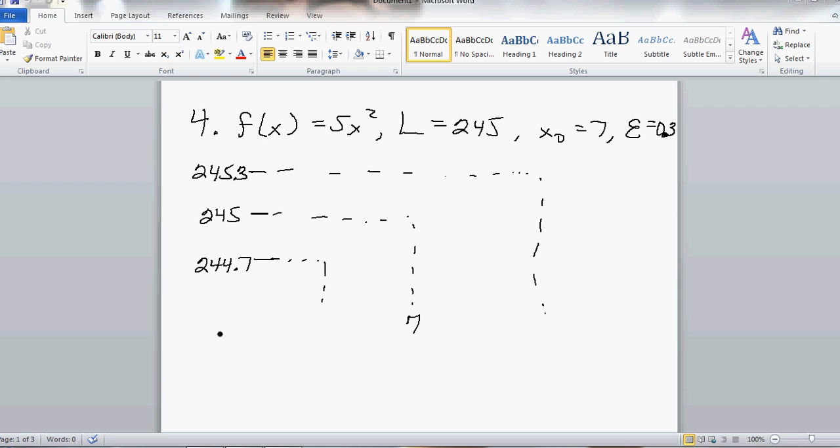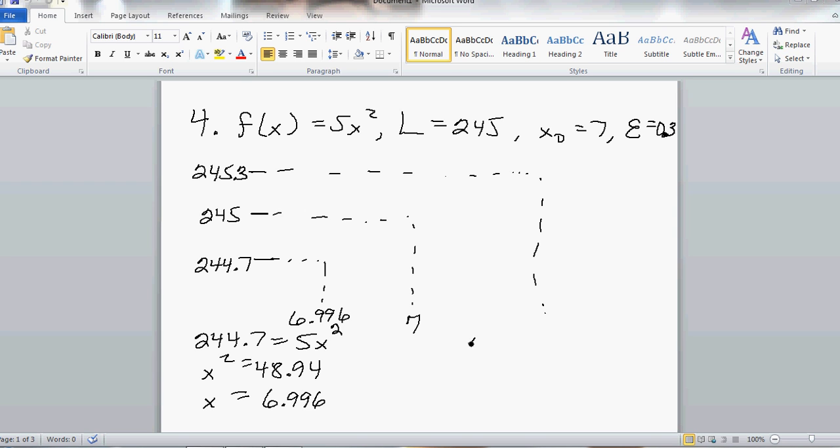So I'm going to first off try to find this one here. So it's going to be 244.7 is equal to 5x squared. Divide both sides by 5 and x squared equals 48.94. Take the square root of both sides, and we only have to worry about the positive because we're dealing close to 7, so we know it's the positive, and that is 6.996. So that's what goes here, 6.996. Now we want to get this value over here.